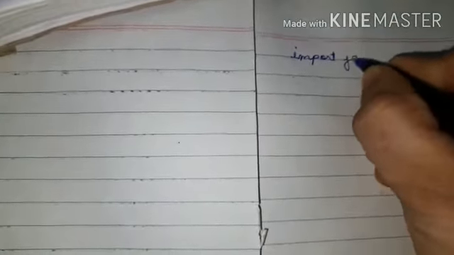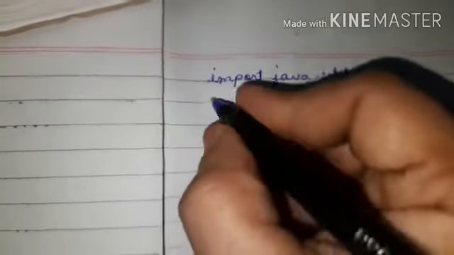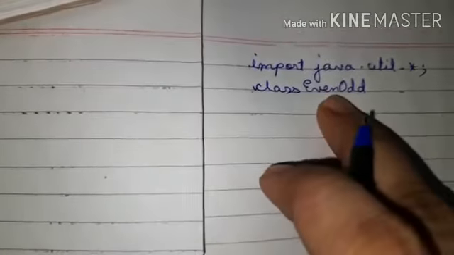Since it is the Scanner class, we'll write import java.util.*. Then we'll write the class name. Let's take the class EvenOdd. There will be no space between the words because it is an identifier. Then we'll write the main method.